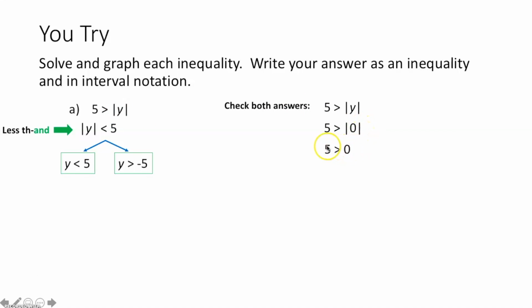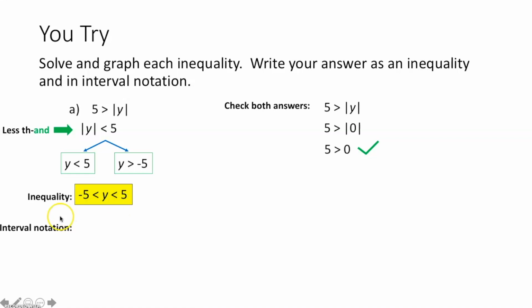That's 0. Is 5 greater than 0? Yes, it is. Therefore, my inequality checks out. Now let's write this as an inequality. Since it's an and statement, I'm going to write it as -5 is less than y, which is less than 5. Again, there's no equal signs under here, so that makes it really easy.